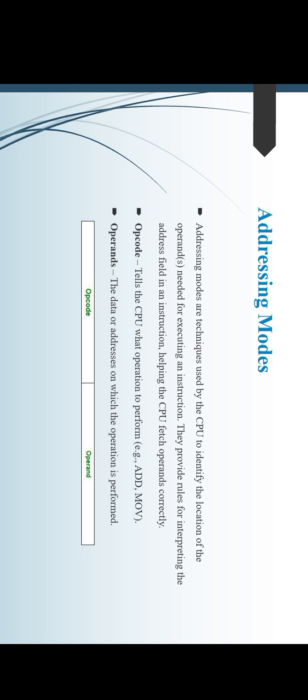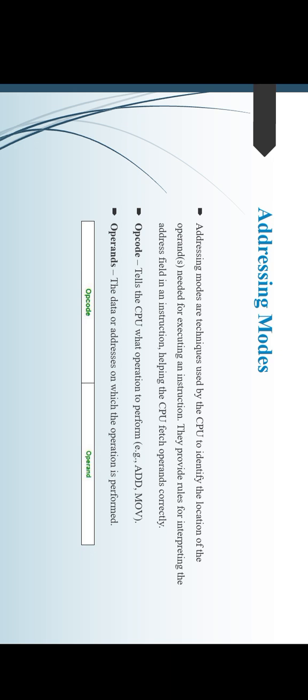First we have to discuss addressing mode. What is addressing mode? Addressing modes are techniques used by the CPU to identify the location of an operand needed for executing an instruction. They provide rules for interpreting the address field in the instruction, helping the CPU fetch operands correctly. Which means the addressing mode is how the CPU identifies the location of an operand in an instruction. It is called addressing mode.